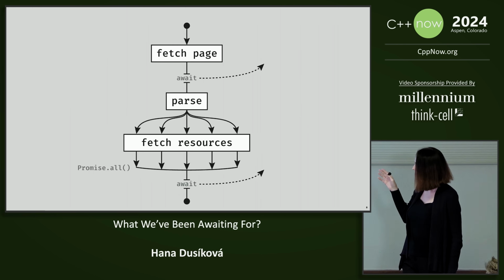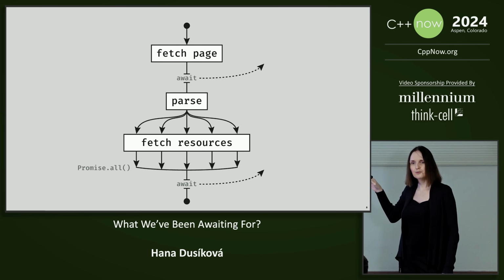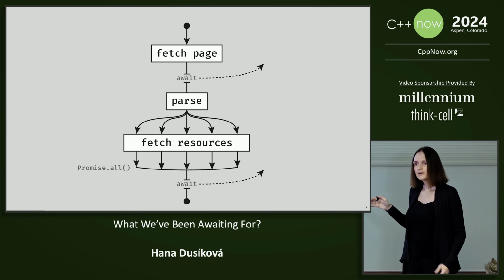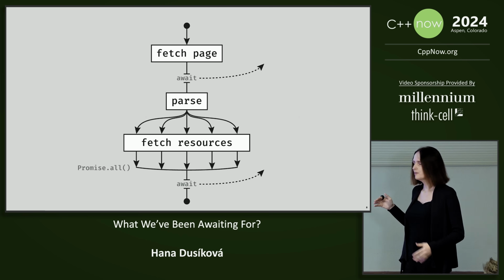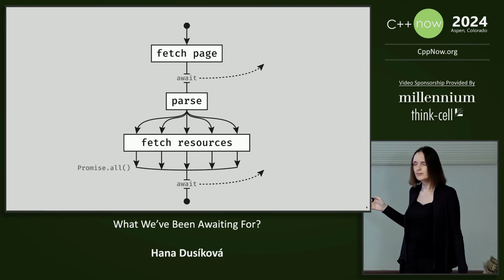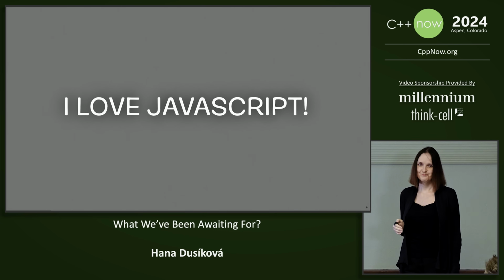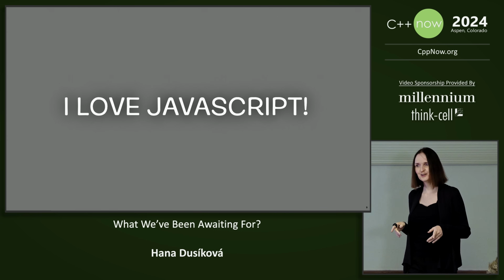It fetches the page. It awaits the results. Meanwhile, it can do something else. Then it parses, fetches resources, waits for all of them to finish, and that's the function. Fork and join. I like JavaScript. This is the right conference for that.